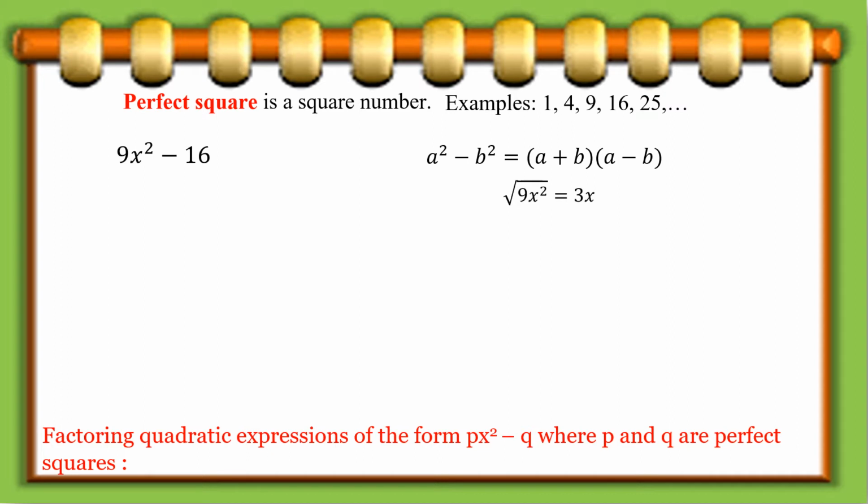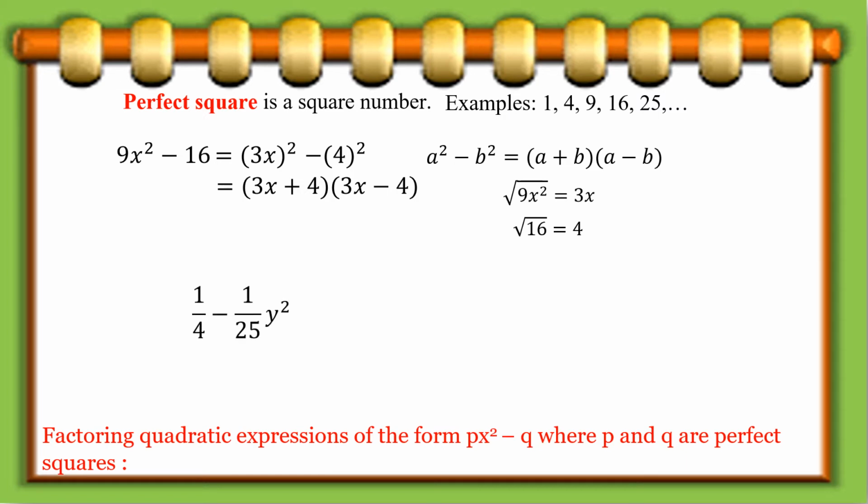So we are going to determine the square root of 9x squared, which is equal to 3x, and then the square root of 16, which is equal to 4. Then we are going to write 3x squared minus 4 squared. So we will be having 3x plus 4 times 3x minus 4.